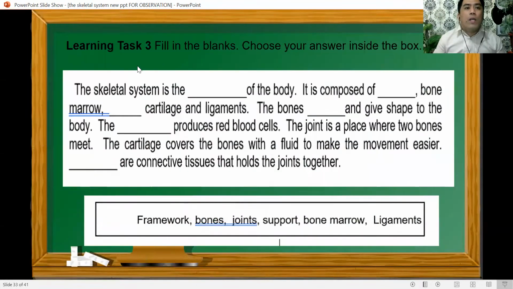Next. Okay. So, fill in the blanks for learning task 3. Choose your answer inside the box. Yan. So dito niyo pipiliin. So for example, the skeletal system is the blank of the body. It is composed of blank bone, marrow, blank cartilage, and ligament. The bones blank and give shape to the body. The blank produces red blood cells. The joint is a place where two bones meet. The cartilage covers the bones with the fluid to make the movement easier. Blank are connective tissues that holds the joints together. Okay. So dito nyo yan pipiliin.